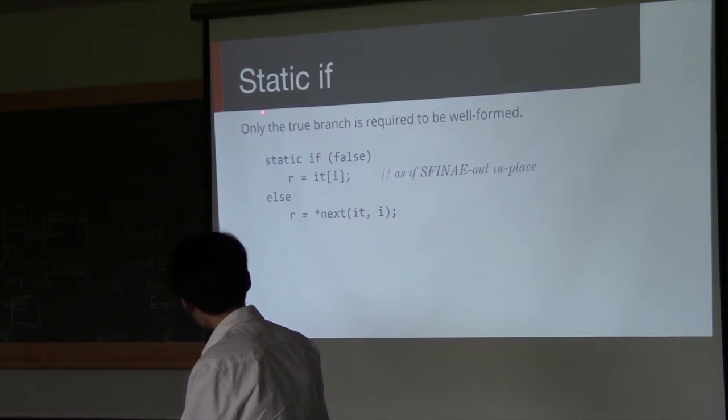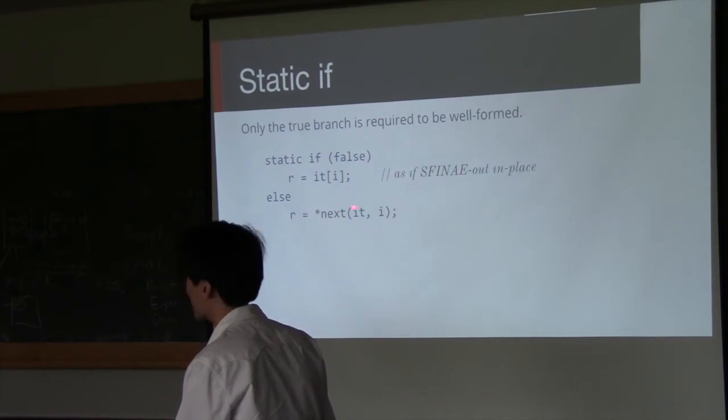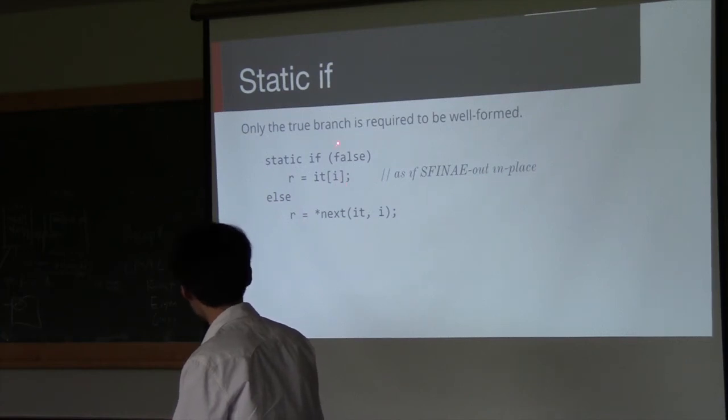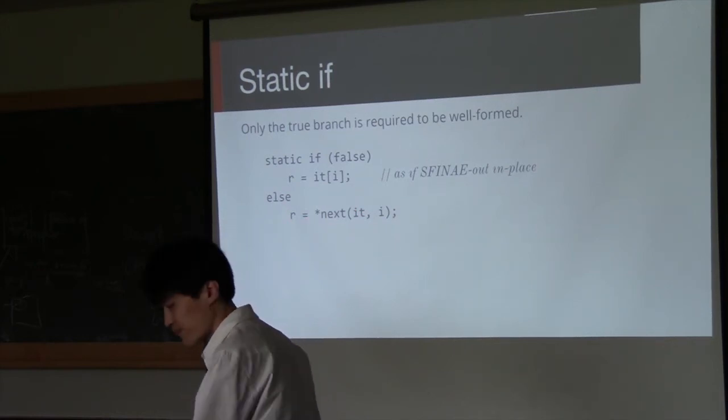So about static if, first, the false branch is an unevaluated context, and the false branch, we hope it can be ill-formed. That's a definition of how SFINAE works. Like if the expression is ill-formed, we just discard it, nothing happens, and only the true branch is potentially evaluated and required to be well-formed.